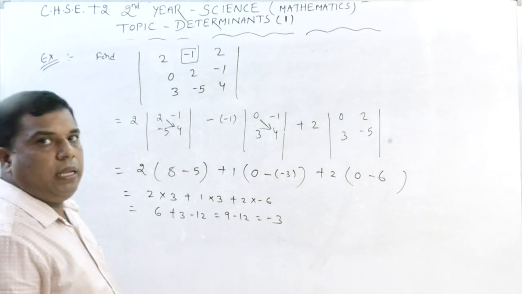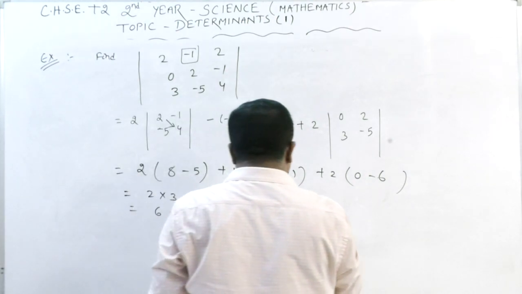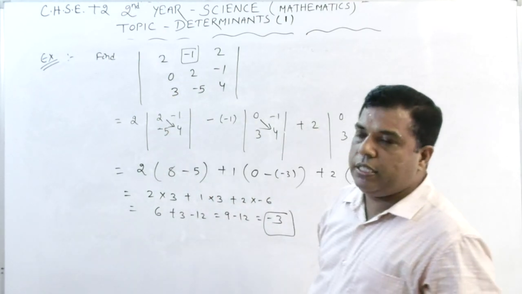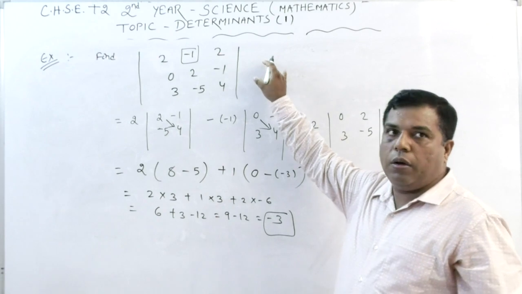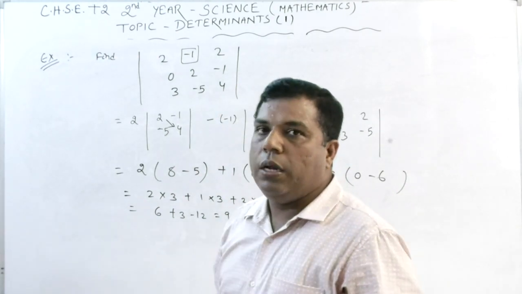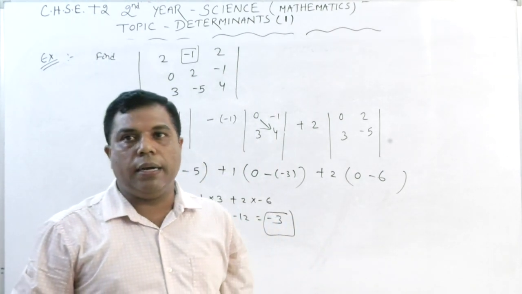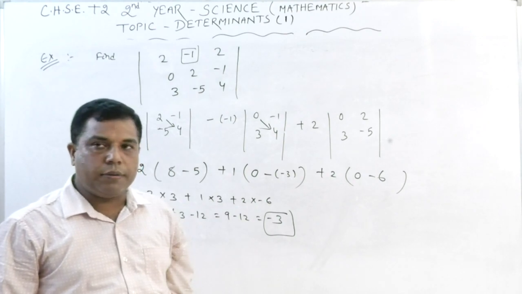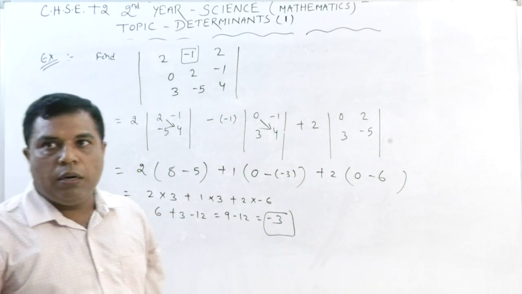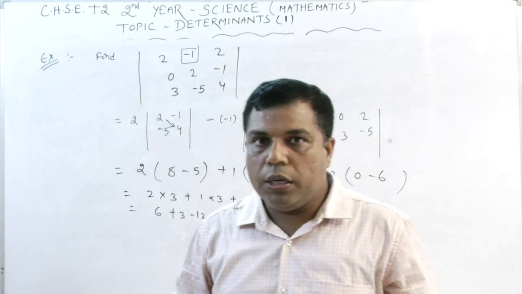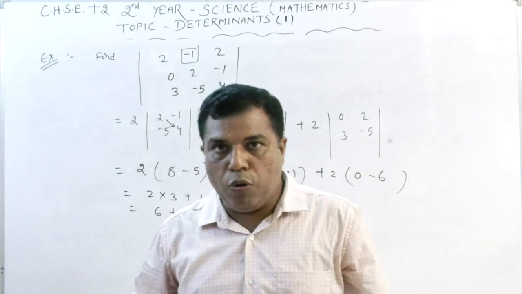Okay, dear students, the value that we obtained here is called the determinant value. This is the determinant value, or this is the determinant of the third order. This is the value of the determinant. In this way we can evaluate a determinant of third order. Okay, understood? You follow the concepts? Very good. Okay, we will give some more examples.